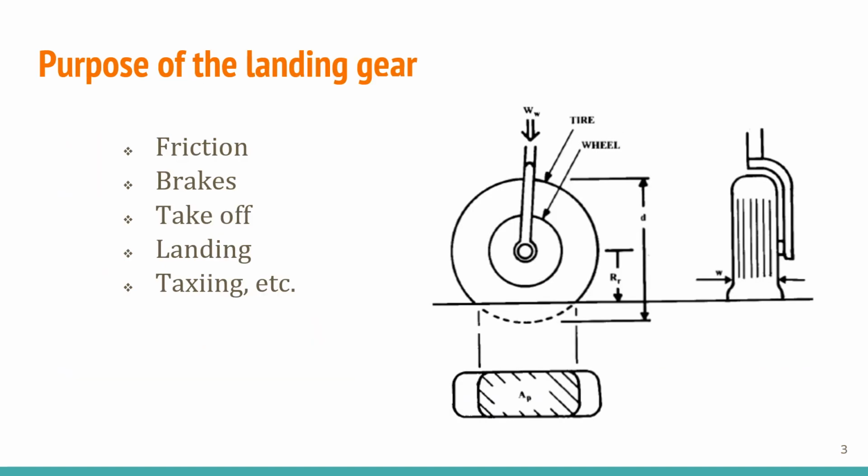The purpose of the landing gear. The purpose of the landing gear is to generate friction, and it applies brakes on the wheels during landing. When it takes off, it provides the forward motion and generates lift. The taxiing is the process in which the aircraft is taken from the aerodrome to the runway.